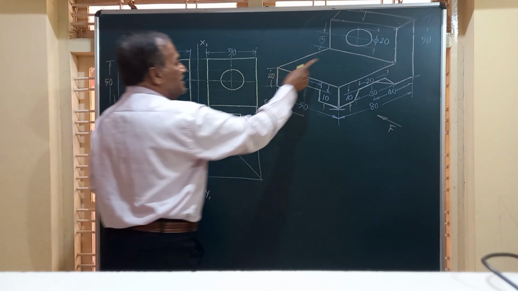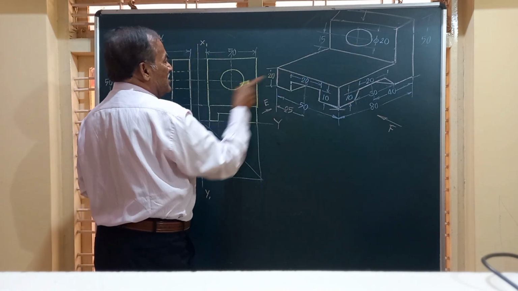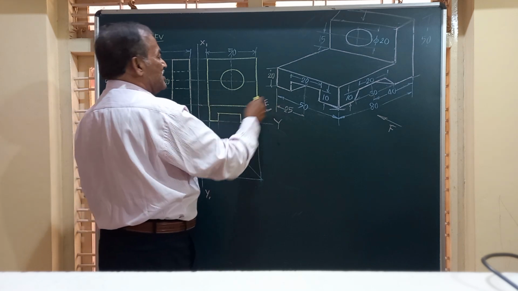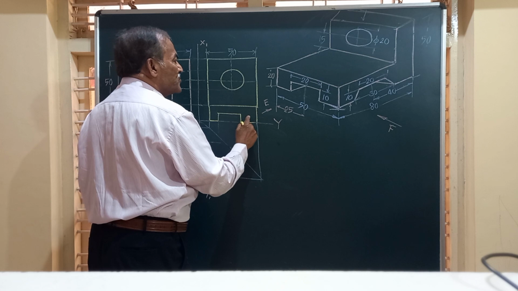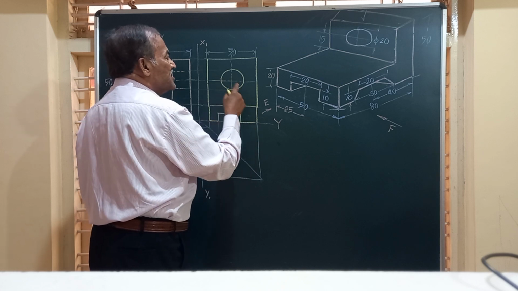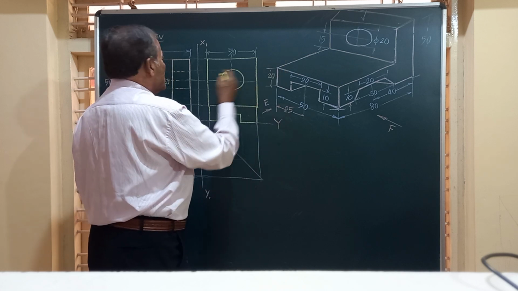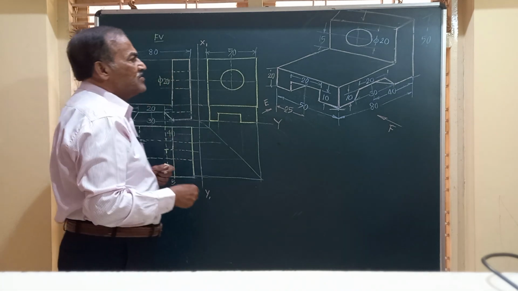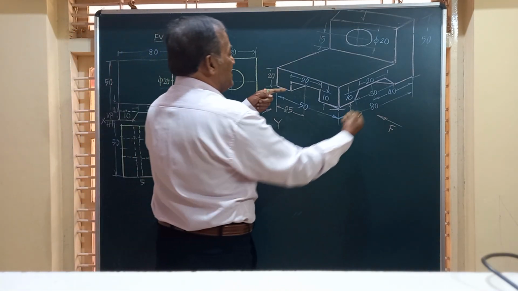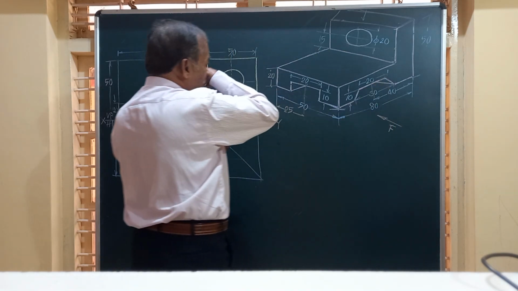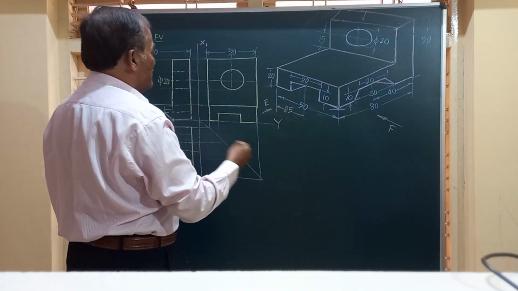This hole is seen throughout, and friends, you have shown this slot, this inverted C you have shown, then you have shown the circle which has got a diameter of 20 mm, and then what else is left over, friends? When you see from here, this slot is moving from right to left.